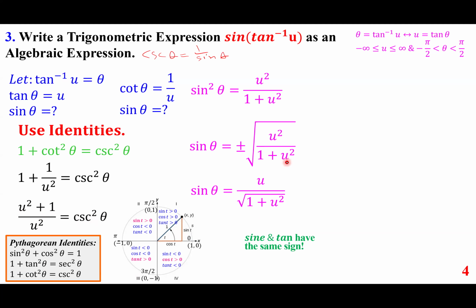The reason why is because sine and tangent have the same sign. Why do they have the same sign? Because both of them take place between negative pi over 2 and pi over 2. The difference is, in the case of sine, we also have the equality sign. We are going to move on.